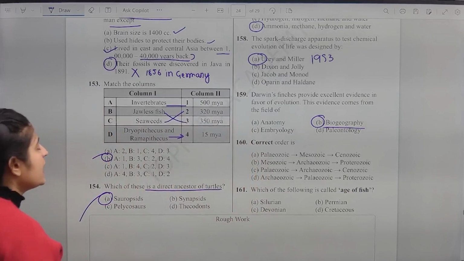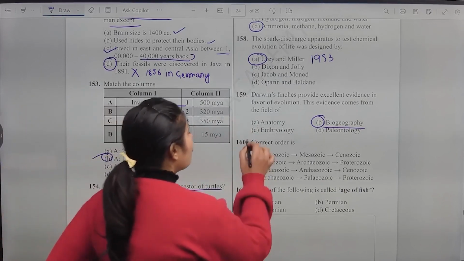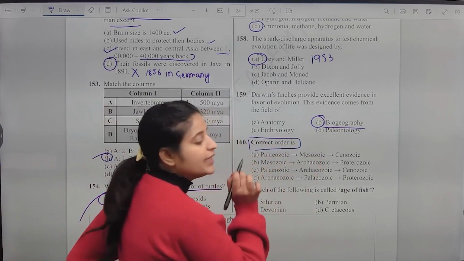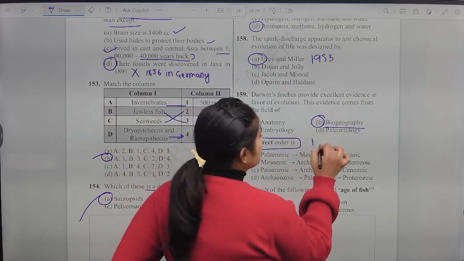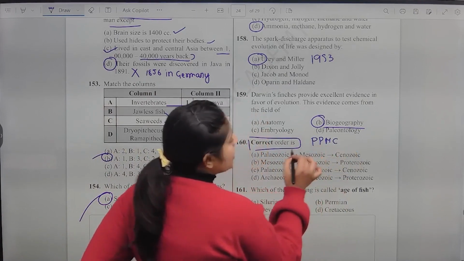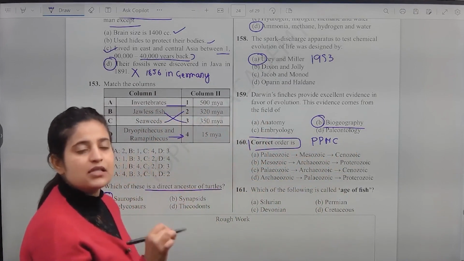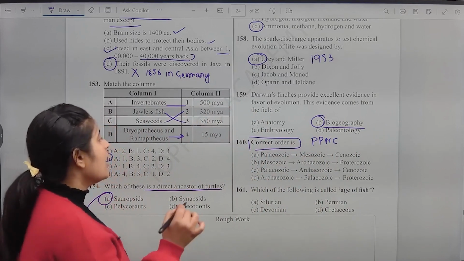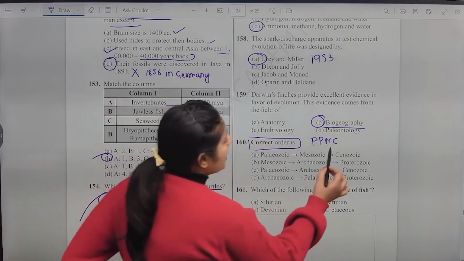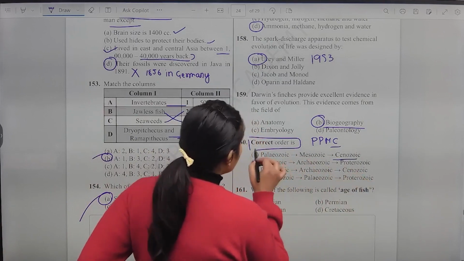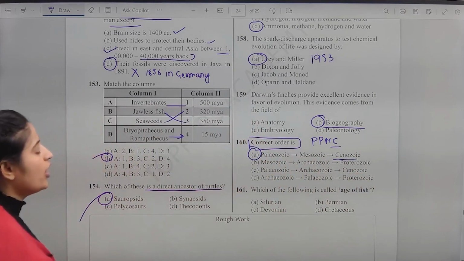Okay. Next, the correct order is, for that I told you a mnemonic in class, which is PPMC. P stands for Proterozoic, P stands for Paleozoic, M stands for Mesozoic, and C stands for Cenozoic. Correct answer is your A.